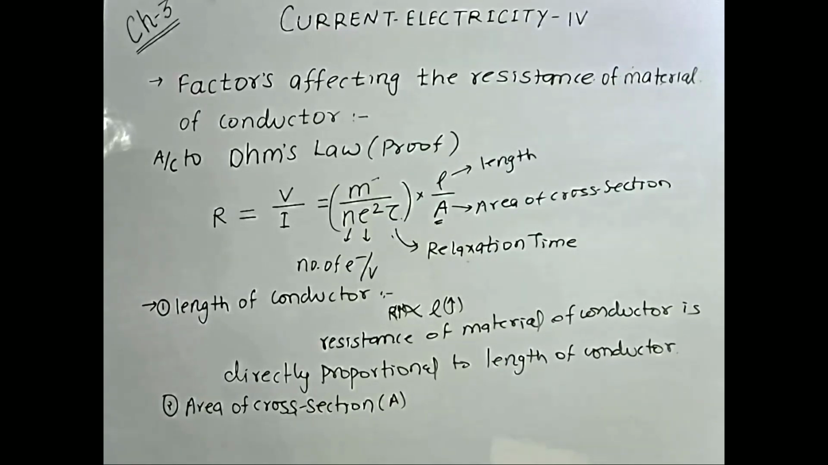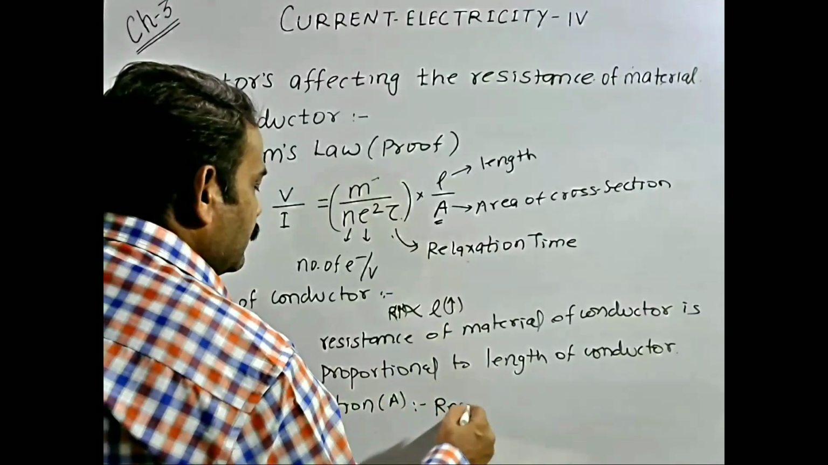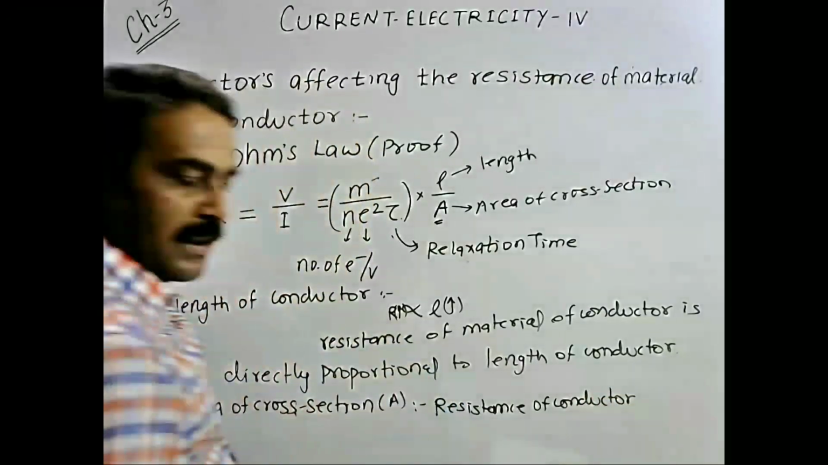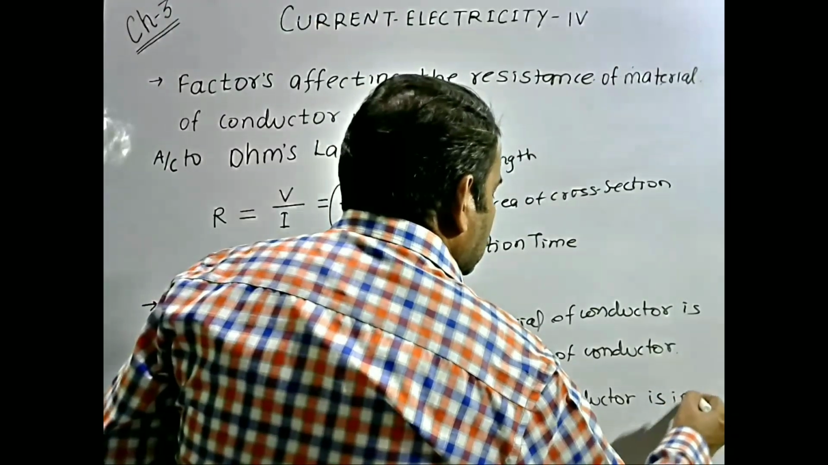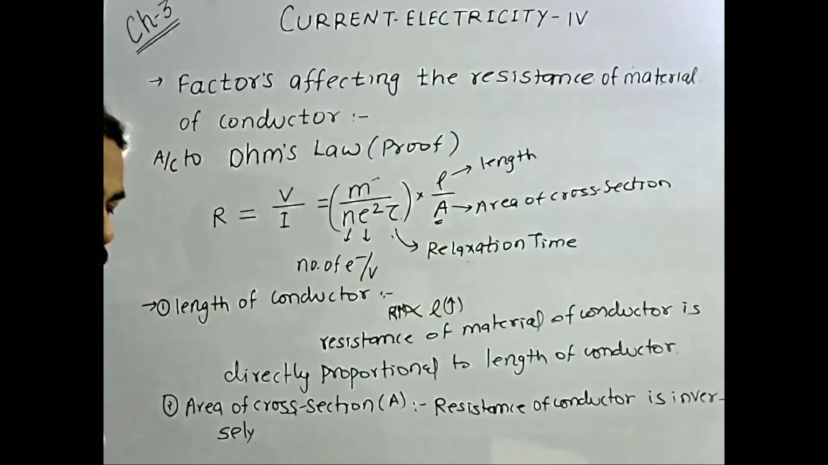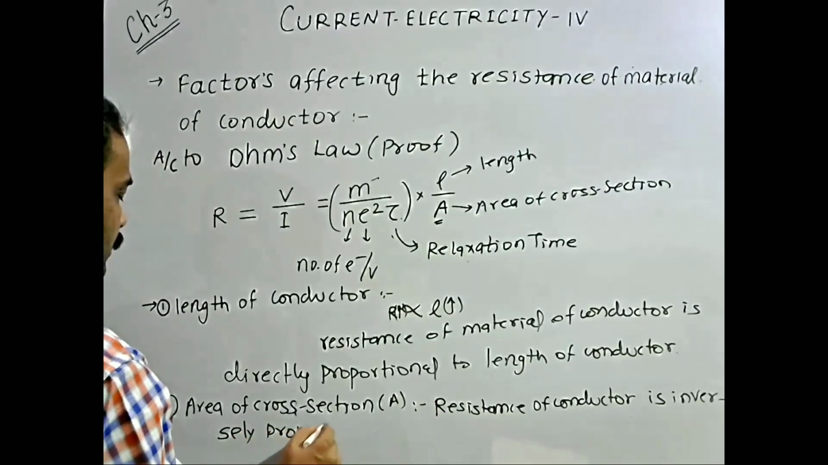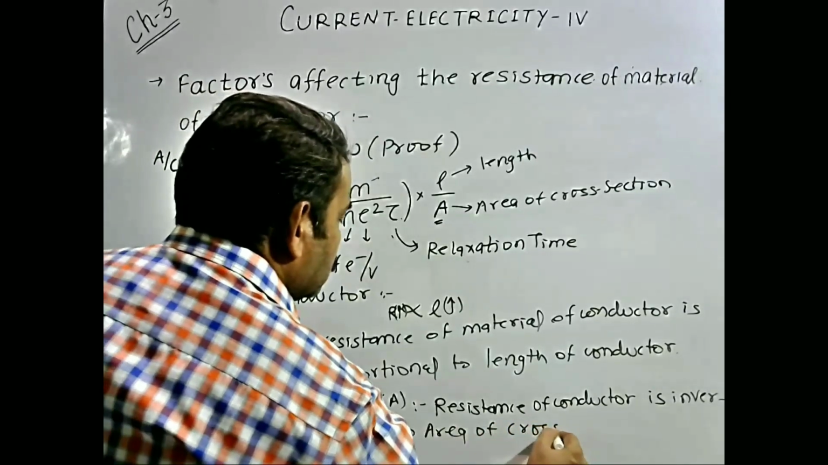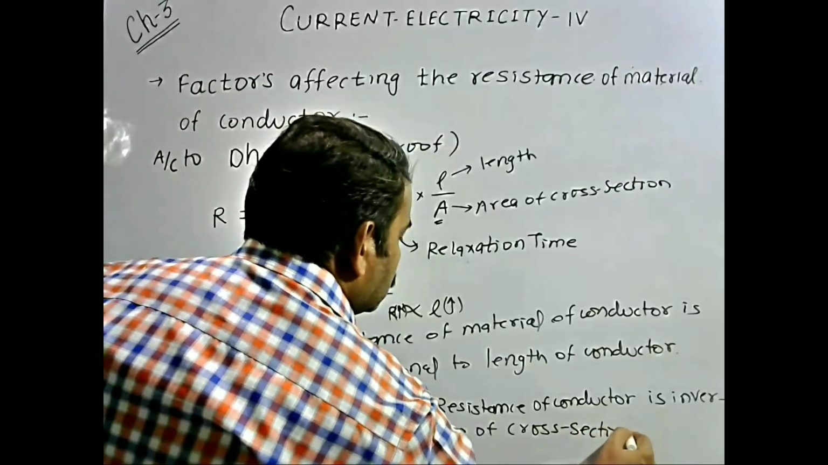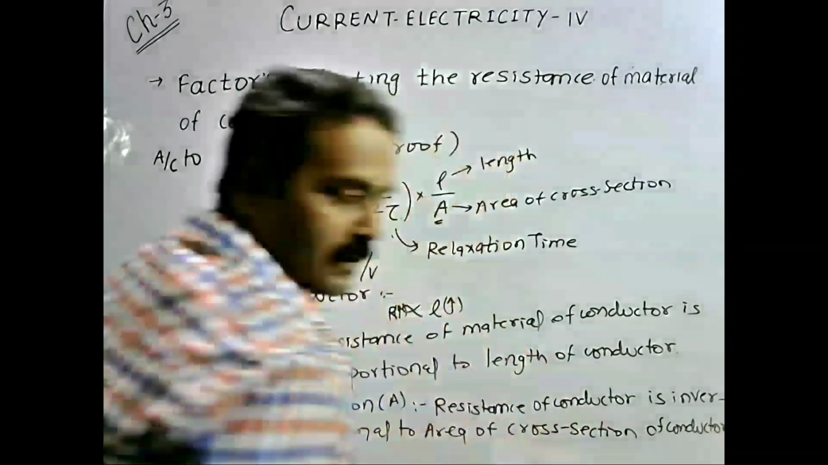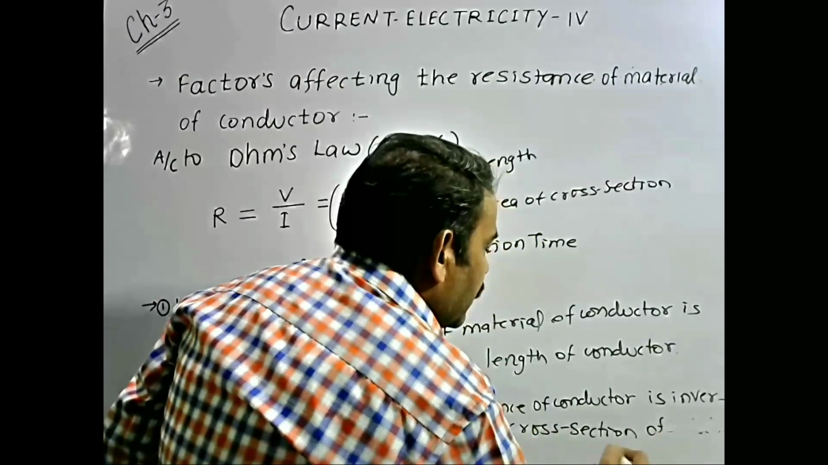Capital A. So from above expression, it is clear that resistance of conductor or material of conductor is inversely proportional to area of cross section of conductor. Understand? Inversely proportional to area of conductor.